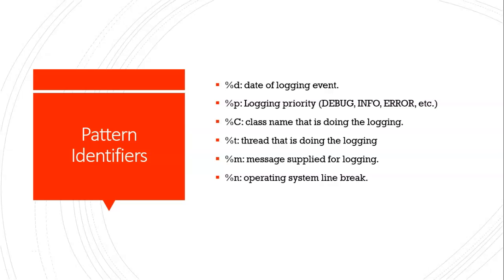%d, date of a logging event. %p, a priority. %c, the class name that's doing the logging. You might remember from our exercise, we did LoggerFactory.getLogger, and then we provided it with a class name. That class name is what you see reflected in place of the %c in the format. %t is the thread that's doing the logging.